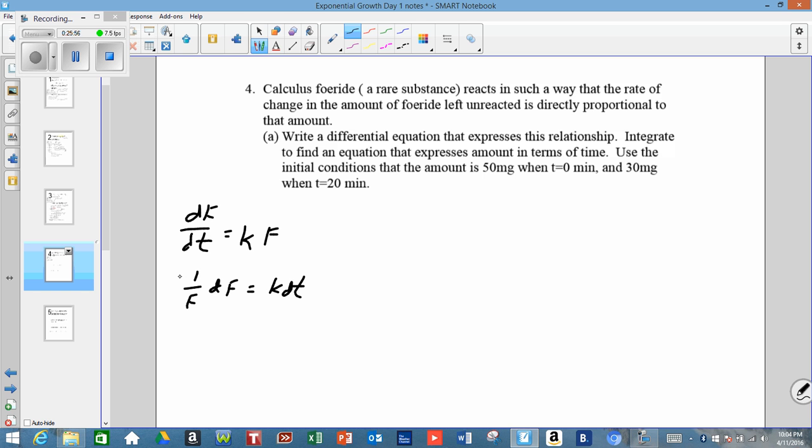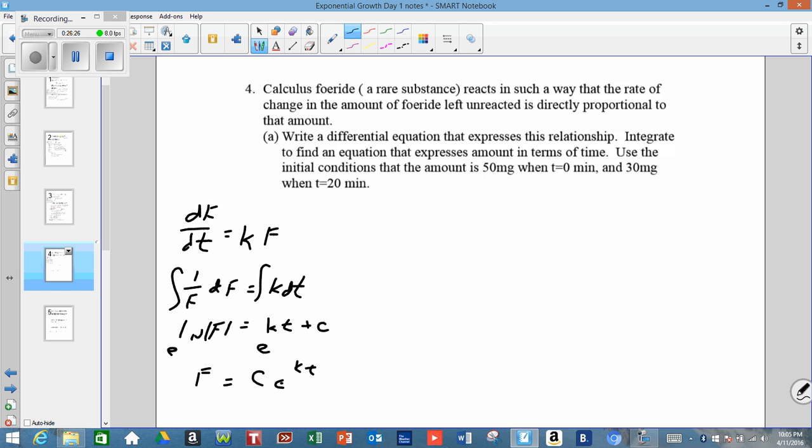And you should notice this pattern is happening every single time. So this is going to give us natural log absolute value of F equals kt plus c. Exponentiating, we get that F is c e to the kt. Eventually we'll be able to just go right to this formula because it's all natural growth, and you'll see that in the next lesson that we do.